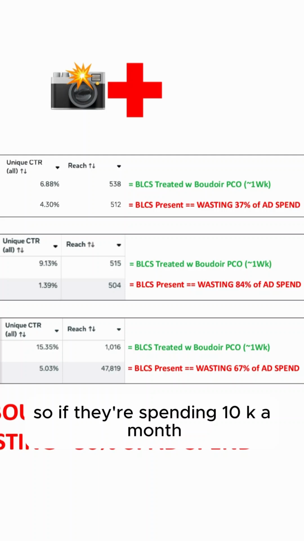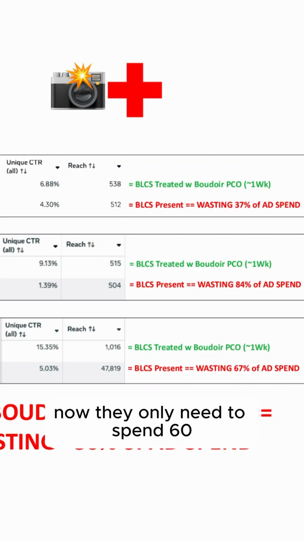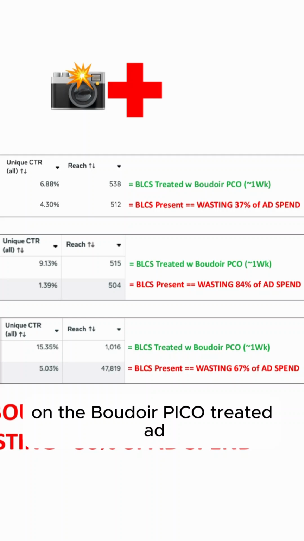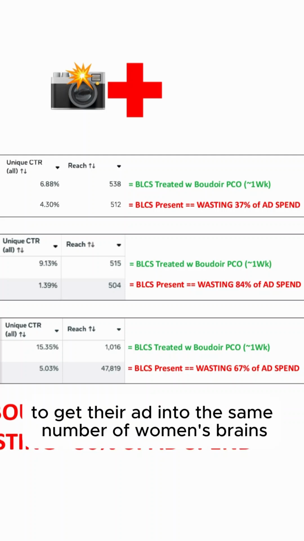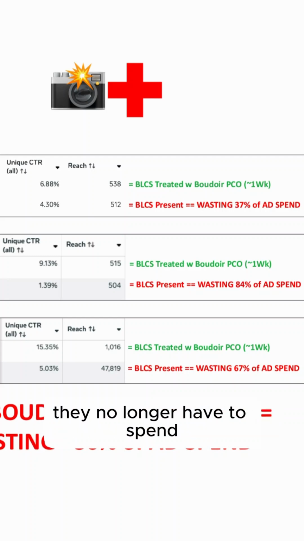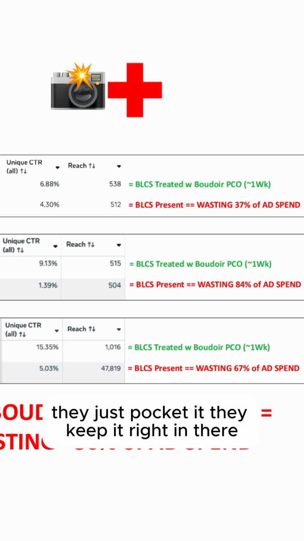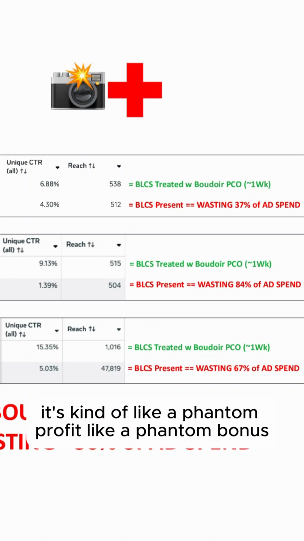So if they're spending 10K a month, 10 grand a month, on the original Boudoir Facebook ad, now they only need to spend $6,300 a month on the Boudoir Pico treated ad to get their ad into the same number of women's brains. Way more efficient. And that $3,700 a month they no longer have to spend, that was being wasted previously, 100% wasted, given to the Zuckinator. They just pocket it. They keep it right in their pocket, don't have to spend it. It's kind of like a phantom profit, like a phantom bonus.